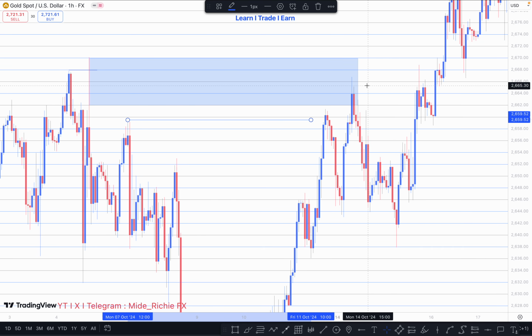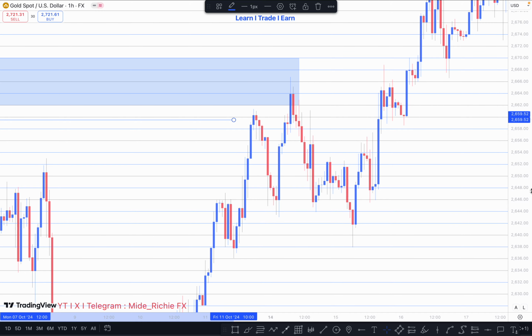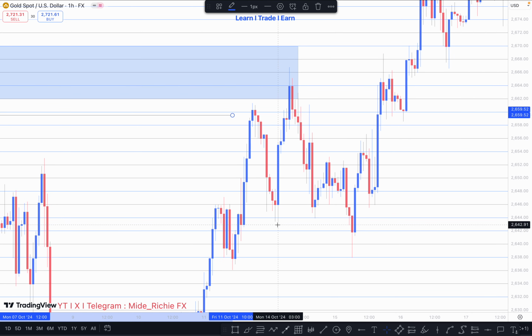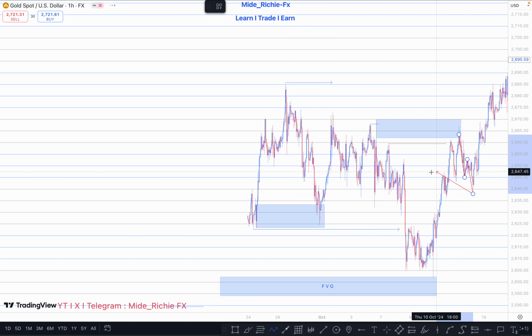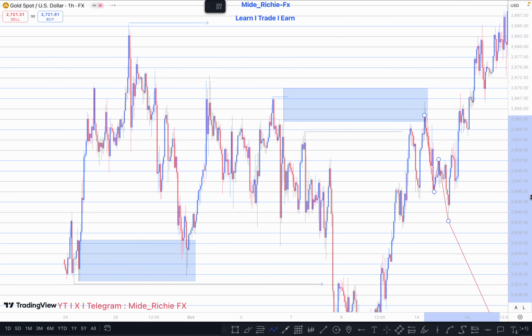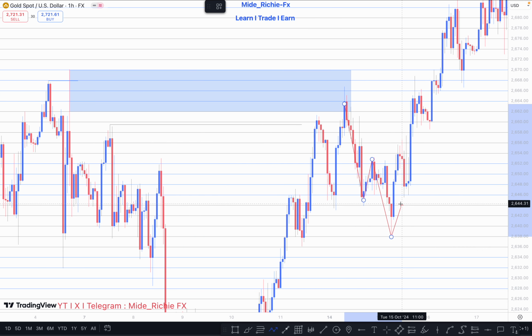And after the mitigation again, we have another flip of structure, right? Because you can see right here, this low was created before the mitigation of this point of interest, and after the mitigation, the market came back down, mitigated this particular demand, gave a little reaction to the upside, and later broke through it. Same pattern, same thing that happened right here. So these are now flips, which gives me a lot of confidence in the buys.